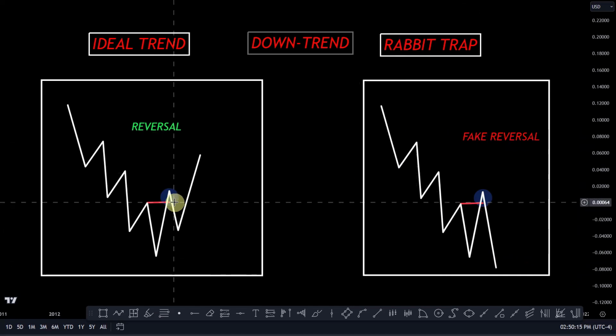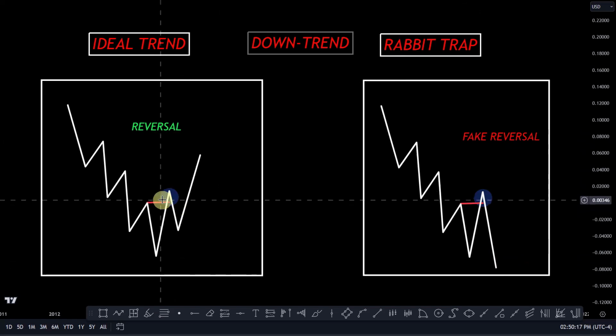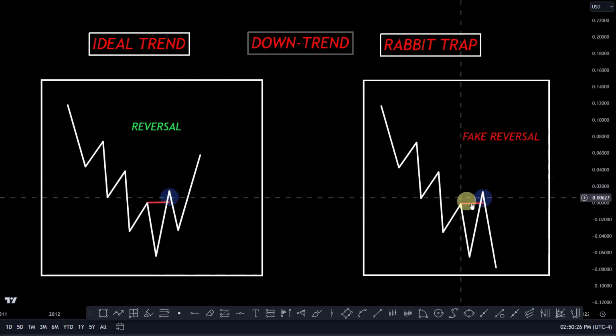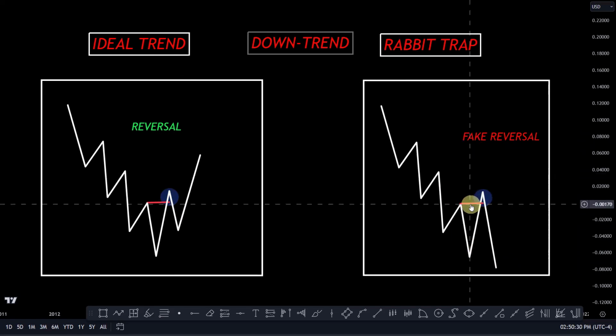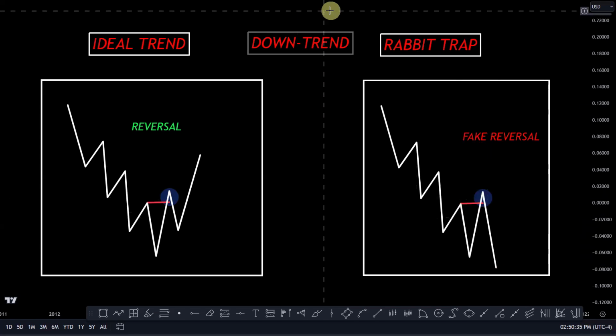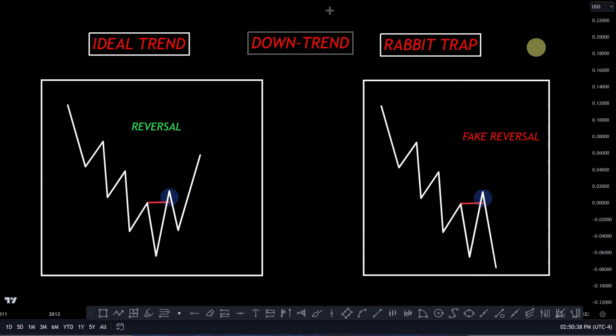There is no difference between them at first. In the first case, institutes want to change the trend and then continue by opening a position of $150 billion. But if they want to open a huge order in the case of continuation, then they can just break the high of the lower high, and then afterwards again start a continuation of the downtrend. So that is the difference between the ideal trend reversal and the rabbit trap. And now I'm going to give you some practical examples of them on the real market that will help you to understand them better.